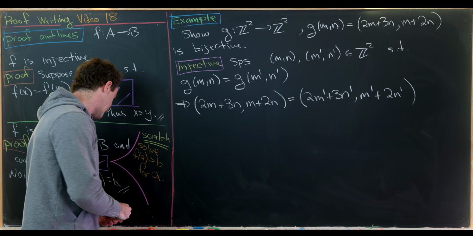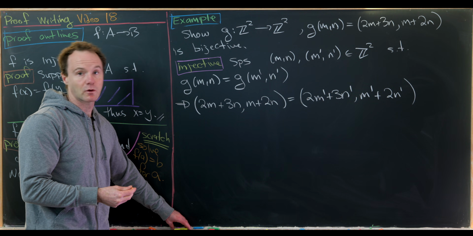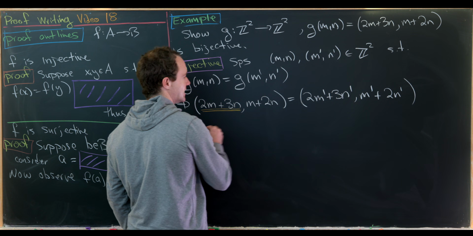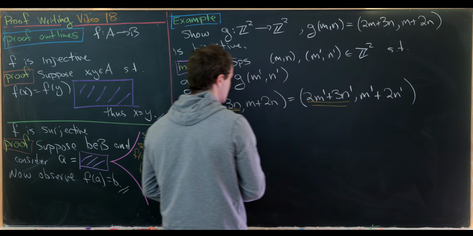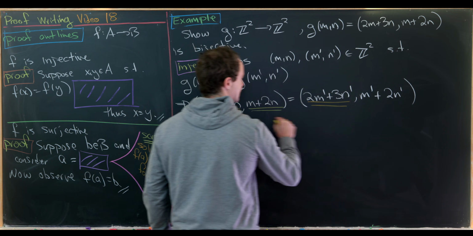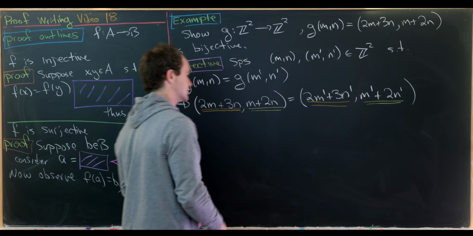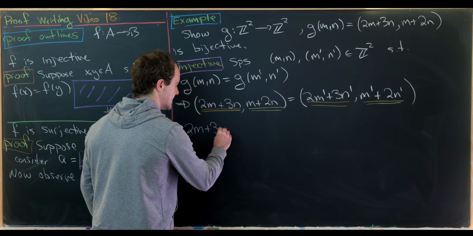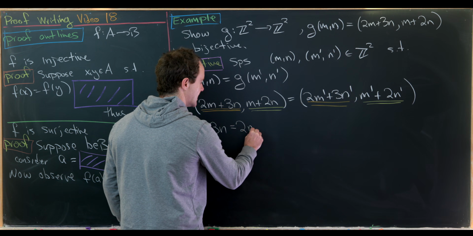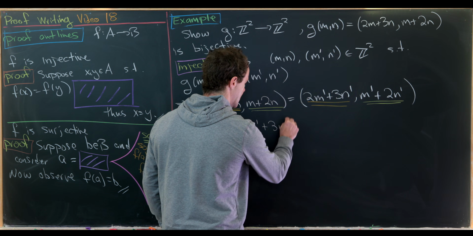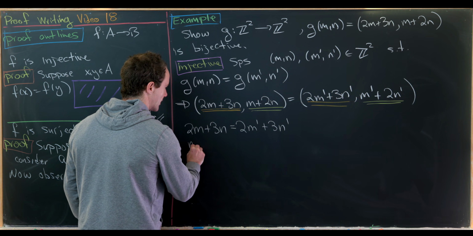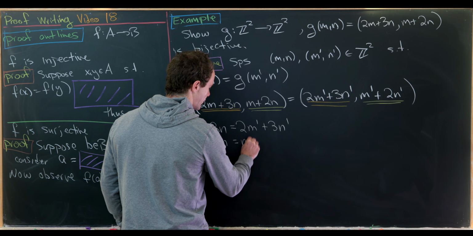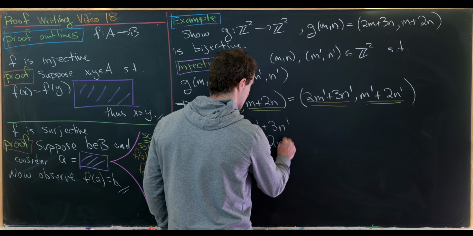Okay, but what does it mean for ordered pairs to be equal? Well, ordered pairs are equal if and only if both entries are equal. So that means we need this entry here to be equal to this entry here. We also need this second entry to be equal to this second entry. So let's bring that down. We have 2m plus 3n must be equal to 2m prime plus 3n prime. And furthermore, m plus 2n must be equal to m prime plus 2n prime.